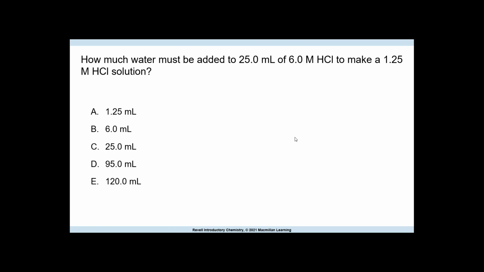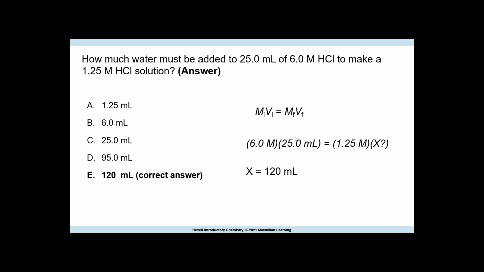How much water must be added to 25 mils of a 6 molar HCl solution to make 1.25 molar? So you have 3 variables here. You have to figure out which is initial, which is final, and what's being asked. So it's asking about water. How much water needs to be added to that concentrated amount of HCl to make a certain amount of HCl.